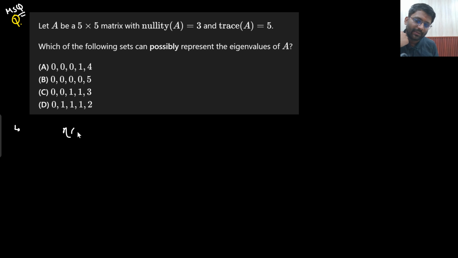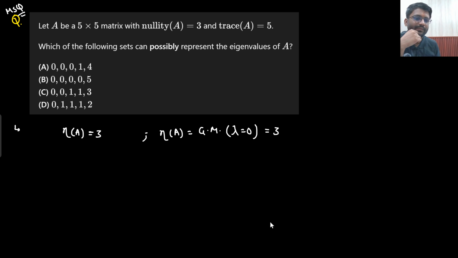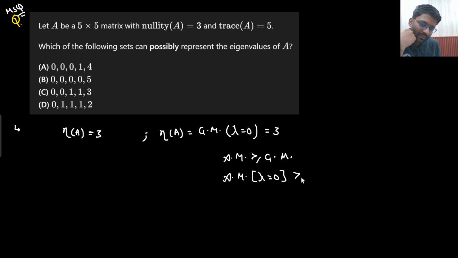Nullity of A is represented by 3. What do you mean by nullity of A? Nullity of A would represent the geometric multiplicity of lambda equals 0. That is equal to 3. That means you have at least 3 independent eigenvectors with respect to lambda equals 0. I told you one thing, AM is always greater than or equal to GM. That means the algebraic multiplicity of lambda equals 0 will be greater than or equal to 3. That means a minimum of 3 zero eigenvalues you will have.